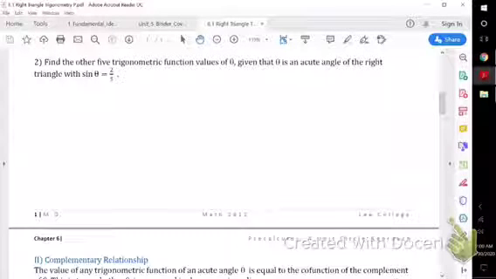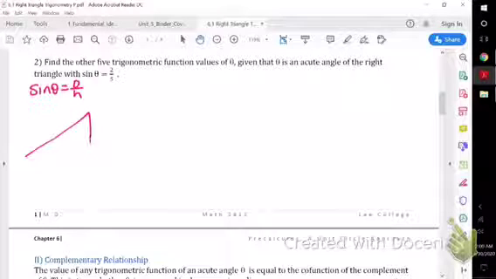6.1, Part 1, Example 2 says to find the other 5 trig function values of theta, given that theta is an acute angle of the right triangle with sine of theta equal to 2/5. Well, let's see, what do we know about sine of theta? Remember, sine of theta is opposite over hypotenuse.